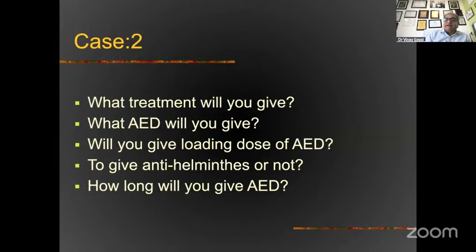If I repeat imaging after six months, and if there is no lesion, please remember, if there is no lesion, I would gradually taper off the anti-epileptics. But if there is a calcified granuloma, which happens in about 40% of the cases, then I would continue treatment for at least up to 2 years. Because when you have a calcified granuloma, the chances of recurrence of seizure are high.